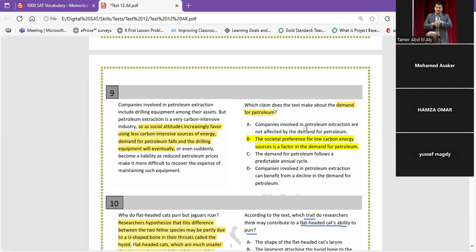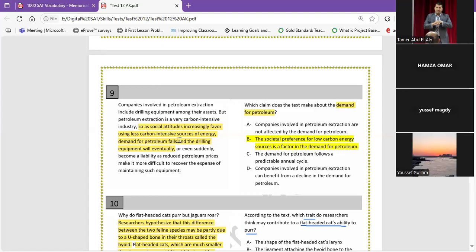Companies involved in petroleum extraction are not affected by the demand for petroleum. How is not affected? It will be affected. He said that it will not recover the expense of maintaining such equipment. The societal preference, we're talking about social attitudes for low carbon energy, and the people need low carbon energy sources, is a factor in the demand for petroleum. Yes, it's a factor that will affect the demand for petroleum because the people will stop asking for petroleum.